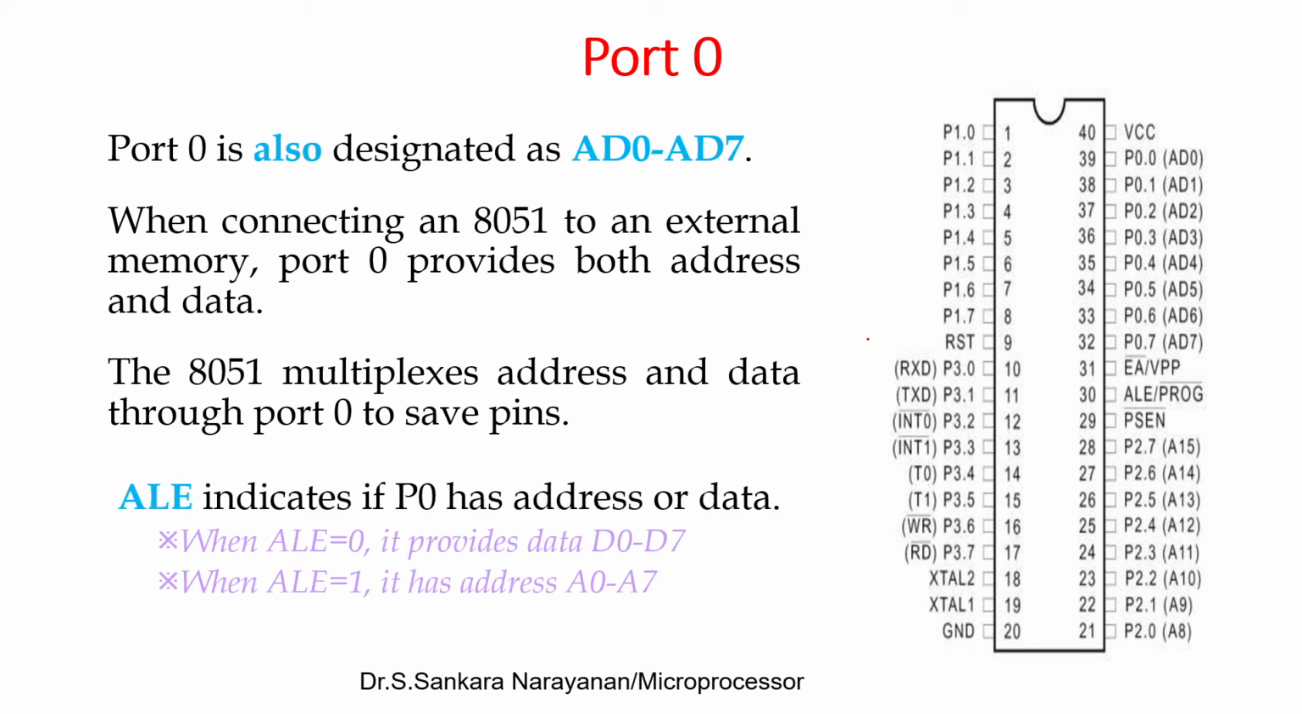How we differentiate whether it acts as an address pin or data pin is with the help of the ALE pin. ALE indicates if P0 has address or data. Whenever ALE is 1, it has an address, that is A0 to A7. Whenever ALE is 0, it provides data, that is D0 to D7.